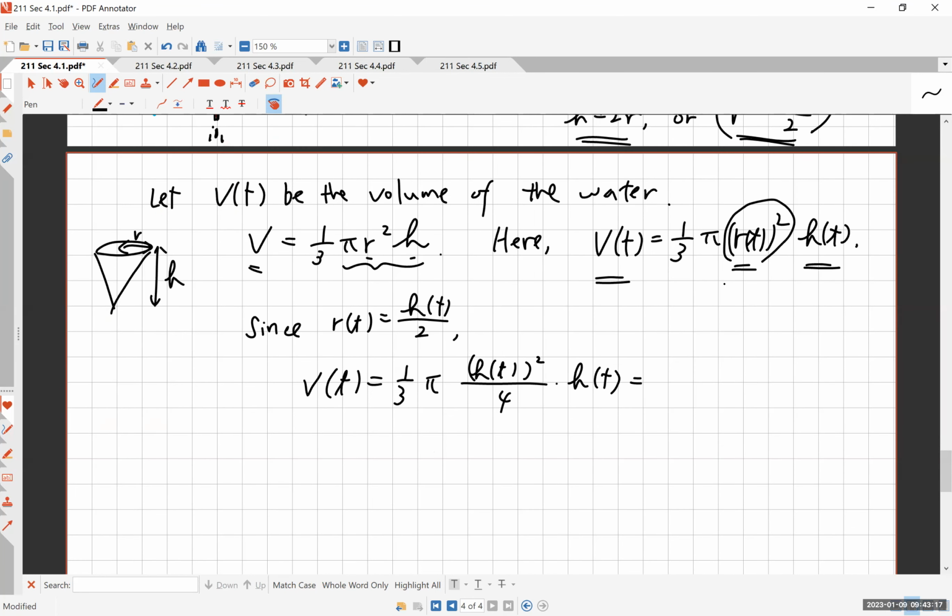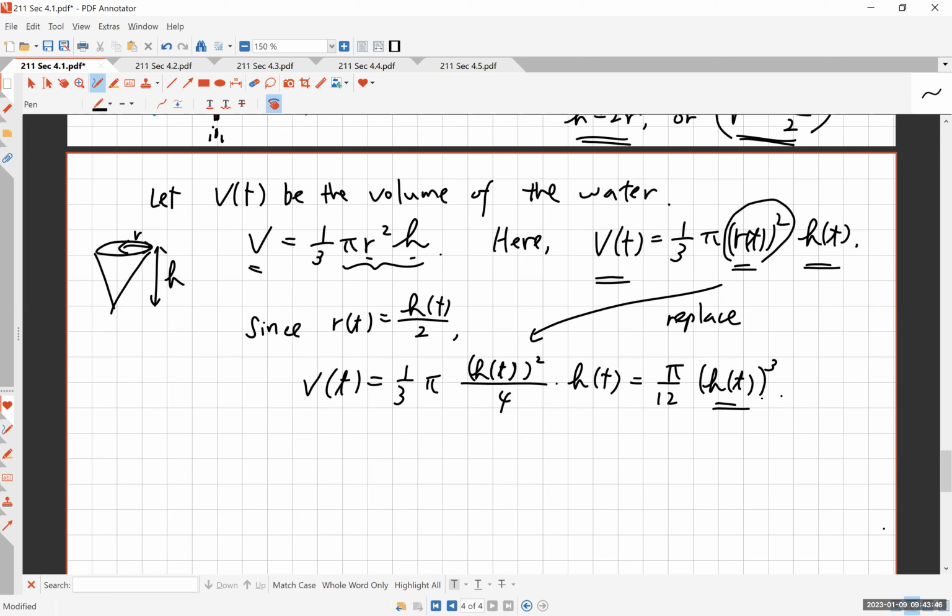And I do this so that you only have two functions that are changing. See, when you do related rates, you want to compare two rates and not three, okay? Because that will make things much harder. All right, so what do we have here? This is 1/12 because you have 3 times 4, and then pi on the top, and then you have H of T to the 3rd power, right? So that's actually not too difficult, right?